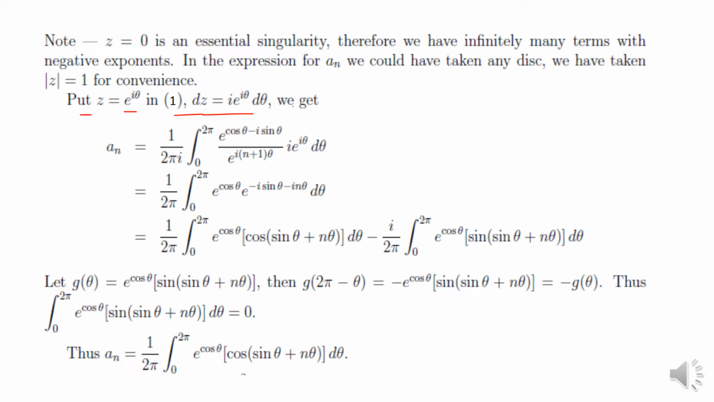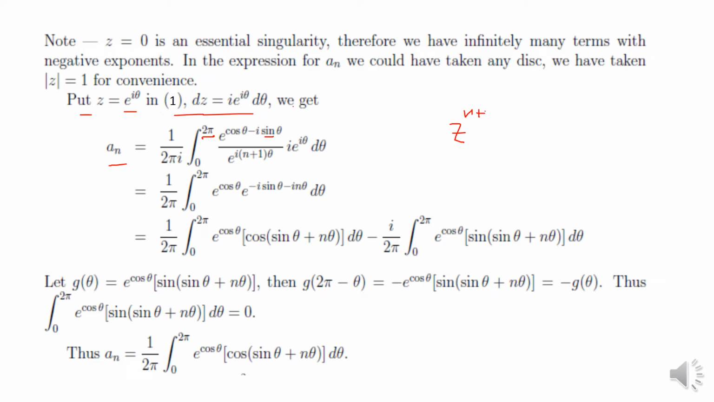So we got dz this. So we were writing 1 upon 2 pi i, integral 0 to 2 pi, because it is the unit circle, so it will be 0 to 2 pi, e to the power cos theta minus i sin theta. This is e to the power 1 upon z, upon z to the power n plus 1, because z minus 0 is there, so z to the power n plus 1.